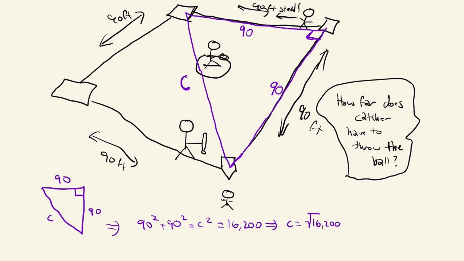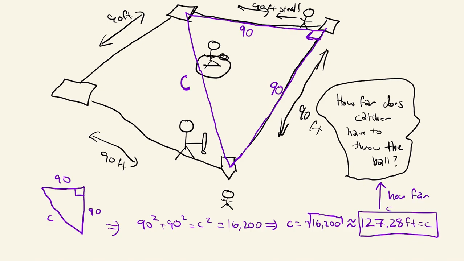So C is exactly equal to the square root of 16,200, but that's not a perfect square. So we only approximately know its square root to be, let's do 2 decimal points, 127.28 feet. So that is how far the catcher has to throw the ball. And there are tons of other things you can solve with the Pythagorean theorem, but that's just a cool example there.